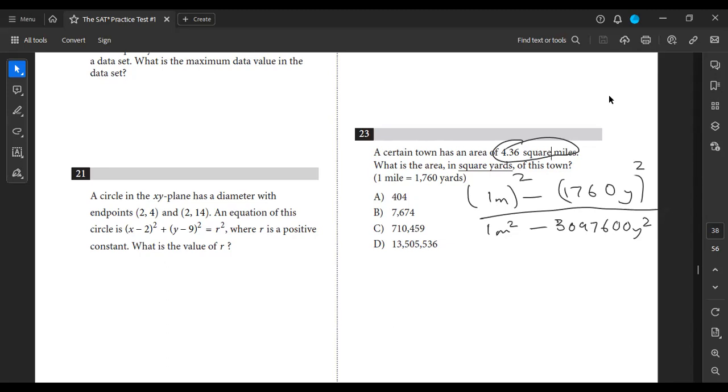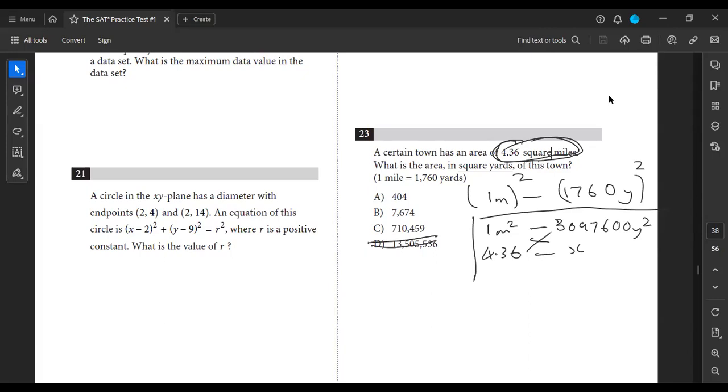But we're trying to convert 4.36 square miles into square yards. So we put 4.36 on the side of square miles, and then we just cross multiply. If we cross multiply, that answer times 4.36, we have D. So our answer is D. That's one way. Let me show you guys another quick way.